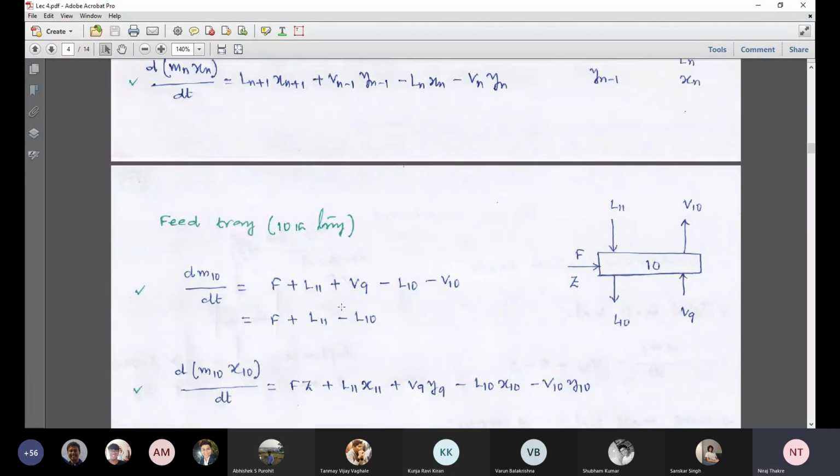See, remember this thing, you do not multiply with composition for component balance with these terms. Do not make this mistake. You multiply the composition with the original terms here. Do not consider this simplified term. Although all vapor flow rates are identical, their compositions are not identical. Vapor flow rates are identical, but their compositions are different. So you do not multiply with this.